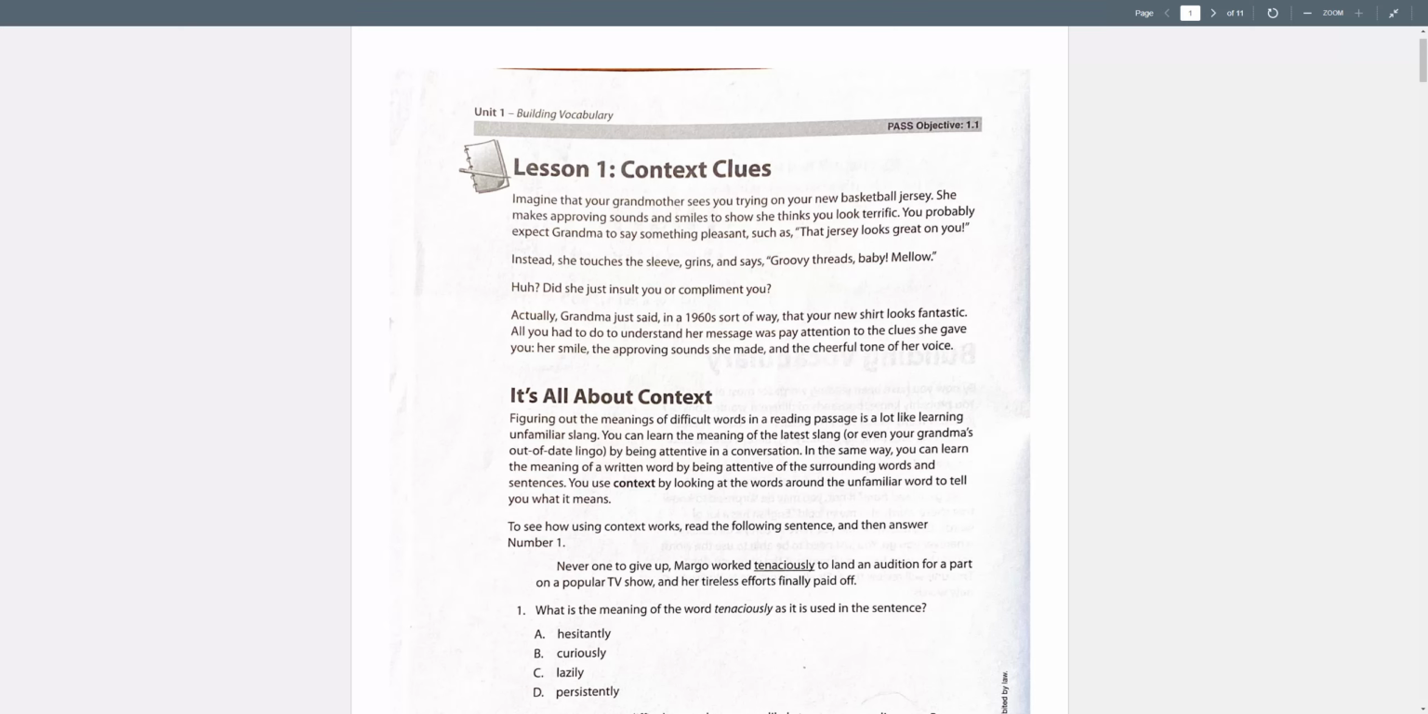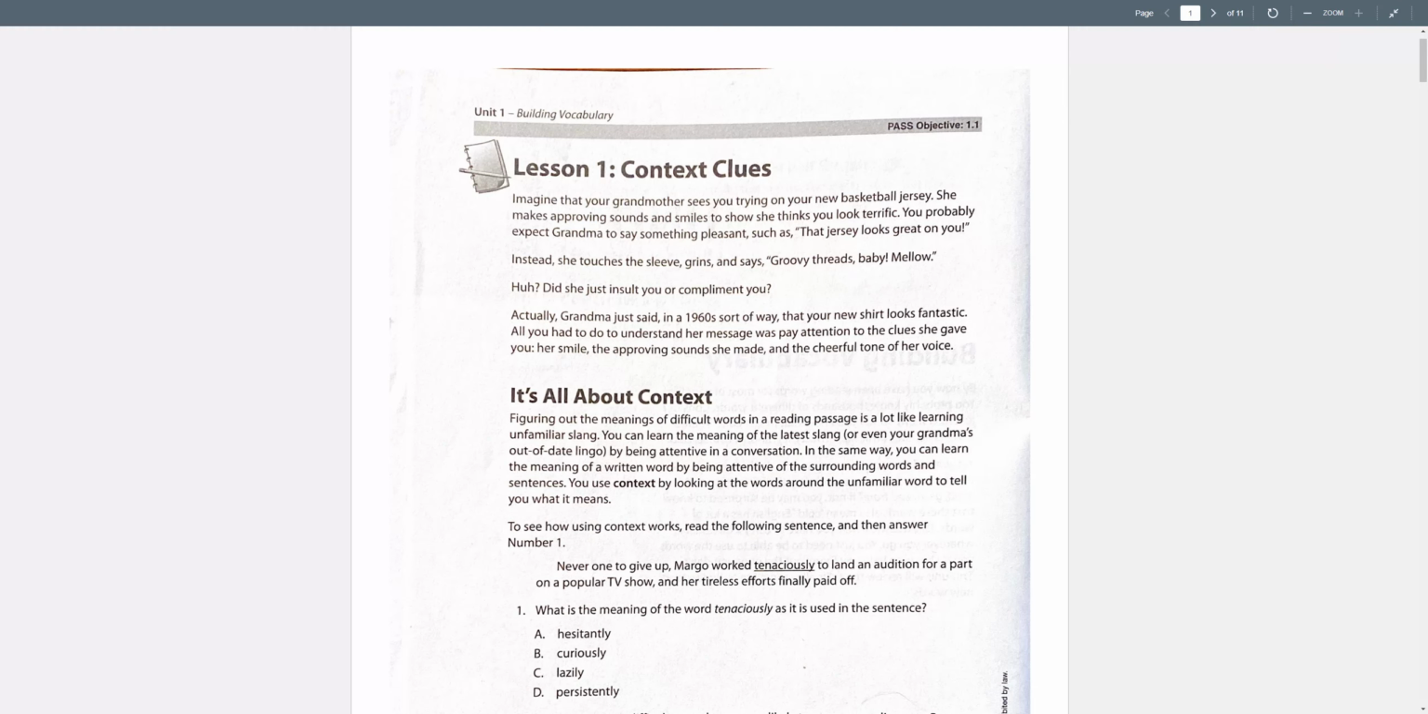That's my cheesy line for the day. Actually, Grandma just said in a 1960s sort of way that your new shirt looks fantastic. All you had to do to understand her message was pay attention to the clue she gave you, her smile, the approving sound she made, and the cheerful tone of her voice. So it's all about context.